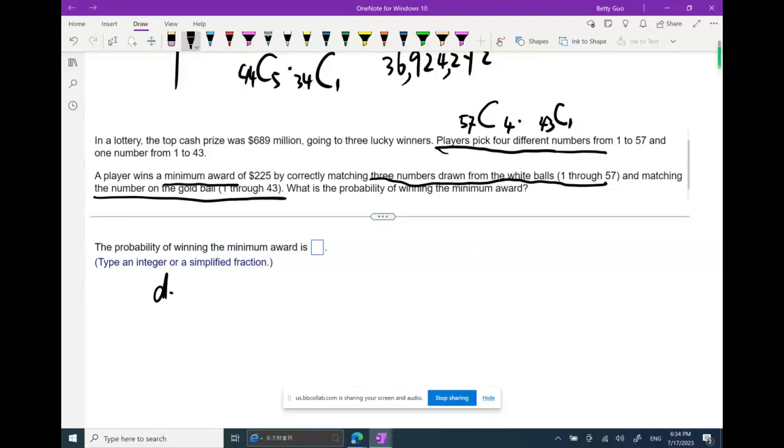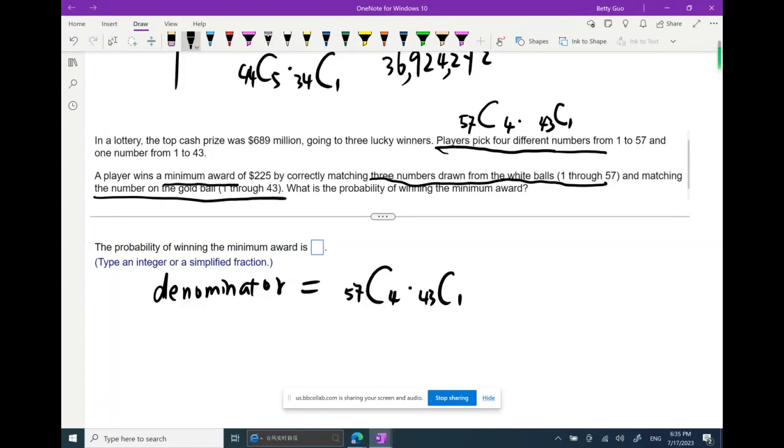Okay, so firstly, let's write down the denominator. We should understand the denominator, right? How many different ways to play the game, or how many different possible outcomes if you play the game. So C(57,4) multiplied by C(43,1). That many. You pick 4 numbers from the 57 numbers.